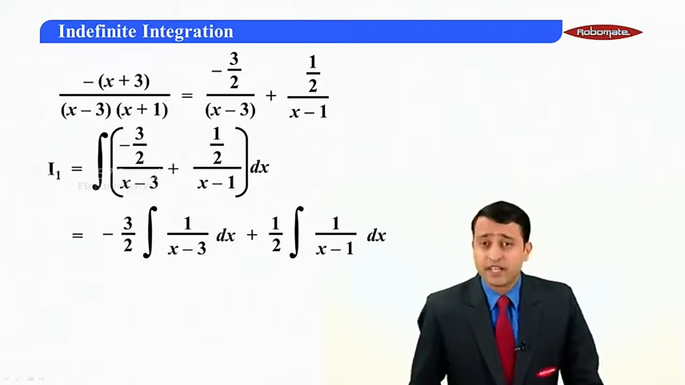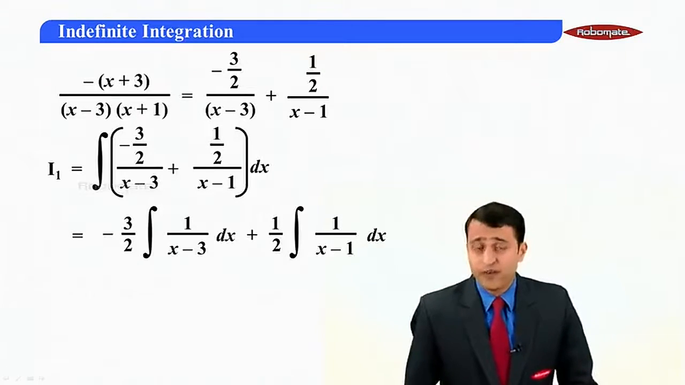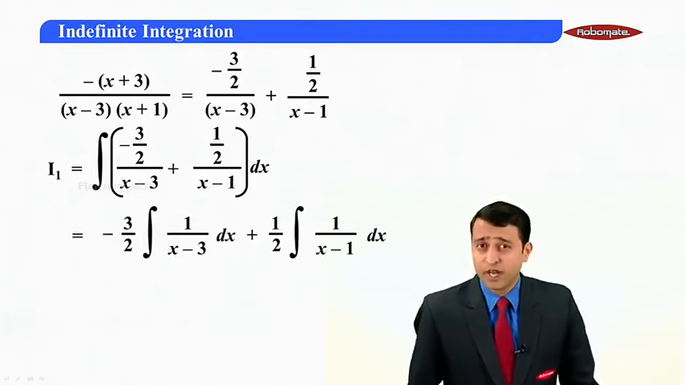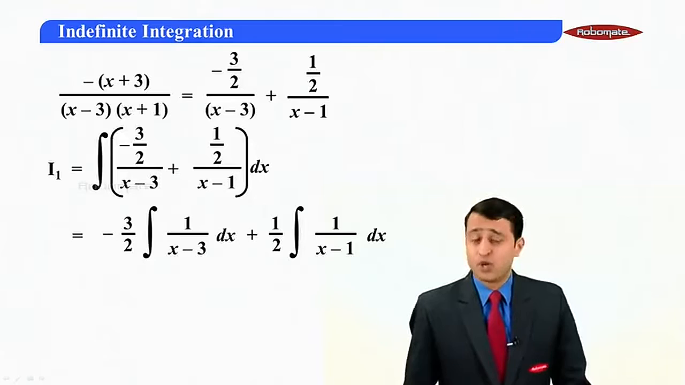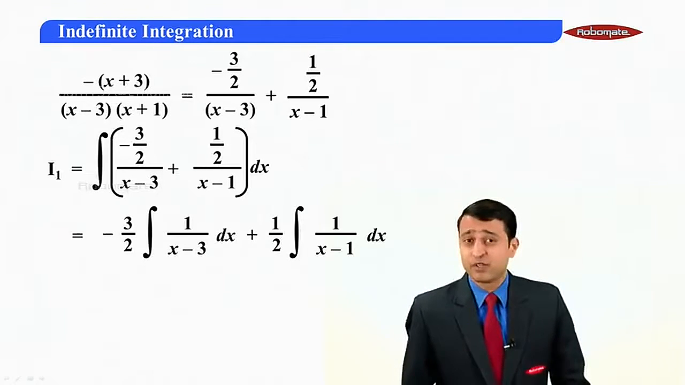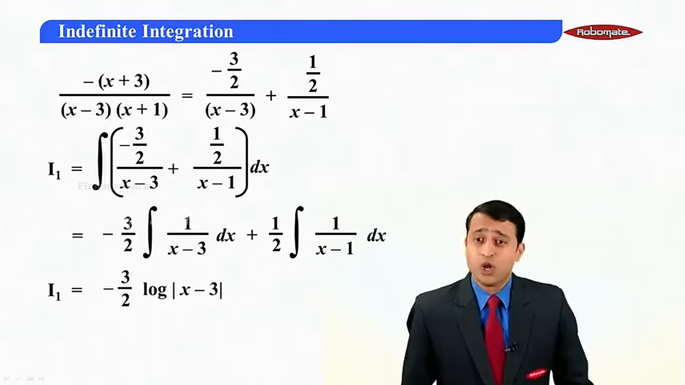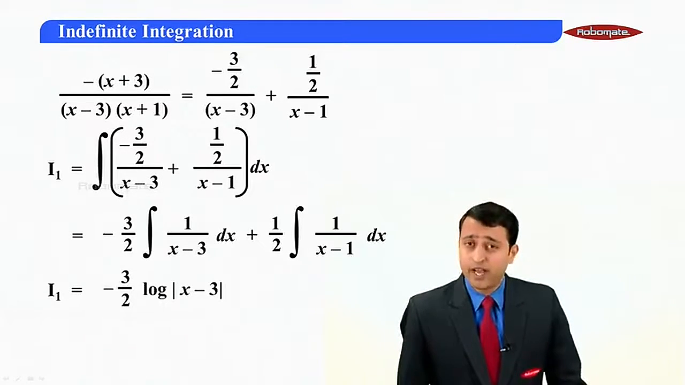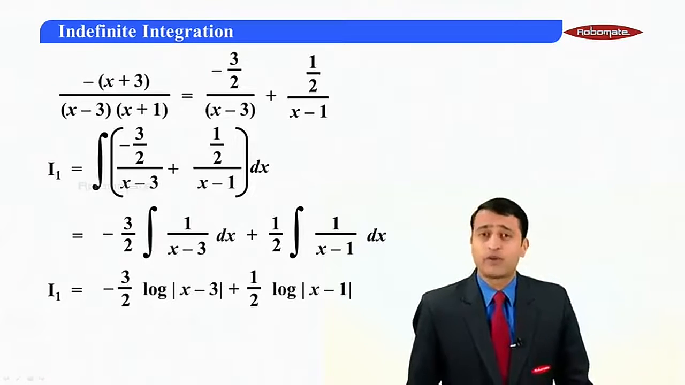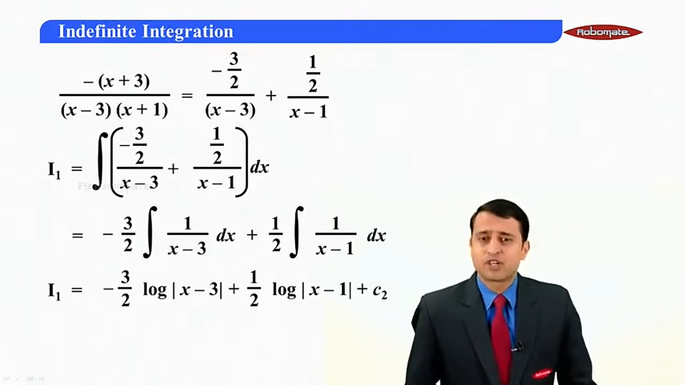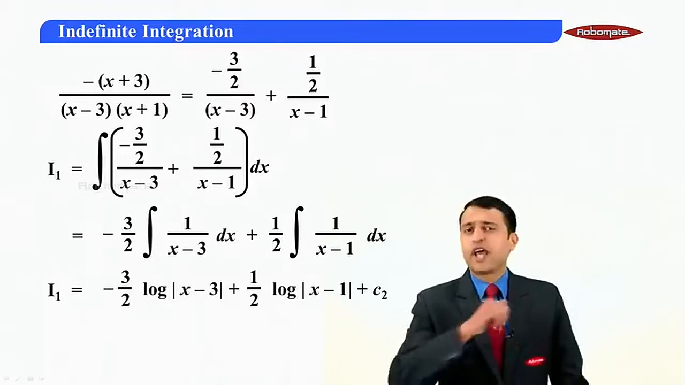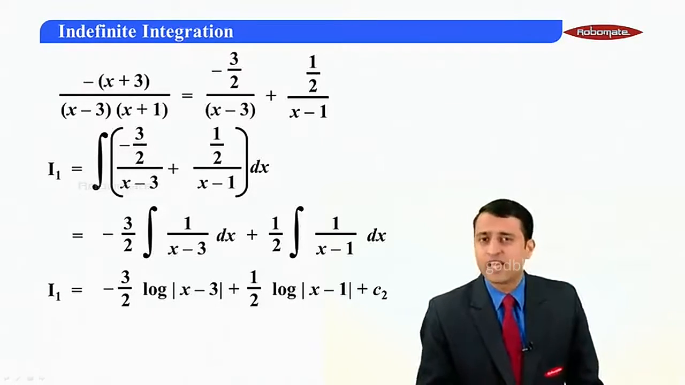So now the integral will be very simple. What we will have is integral of the form 1 by x, and that can be written as log mod of x. So what we can say for the first one is minus 3 by 2 will be as it is, and what we will get is log mod of (x minus 3). Likewise, plus half log mod of (x plus 1), and we write the constant of integration as c2. We have already used c1. We've got I1, we can find the value of I now.